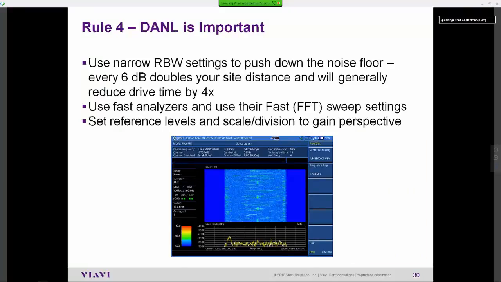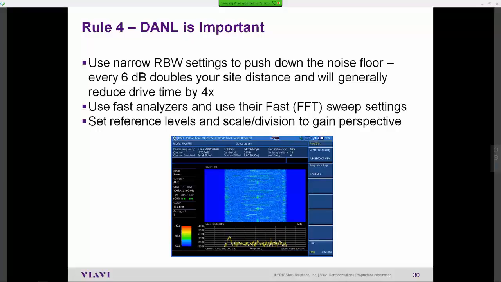Resolution bandwidth is important. This is back to controlling your environment and knowing exactly what's going on with your spectrum analyzer. When you use narrow resolution bandwidth settings, you can push that noise floor down. And again, every 6 dB doubles your sight distance and will generally reduce your drive time by a factor of 4, because the area is 4 times larger.